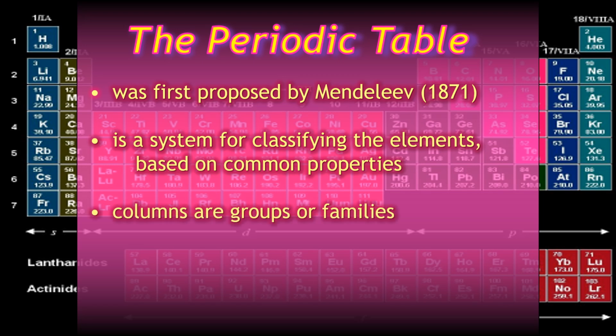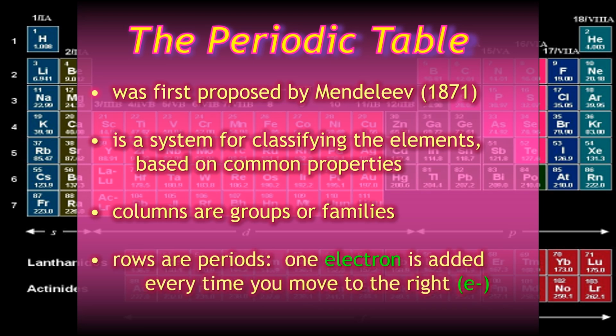The table is organized in two ways. You can go up and down columns. These are groups or families. We call them groups or families because elements in the same group tend to act the same way chemically. We can also talk about going right to left and vice versa along a row. The name of the rows are periods. That's why it's called the periodic table. And the meaning of the period is one electron is added every time you move to the right in one of these periods.